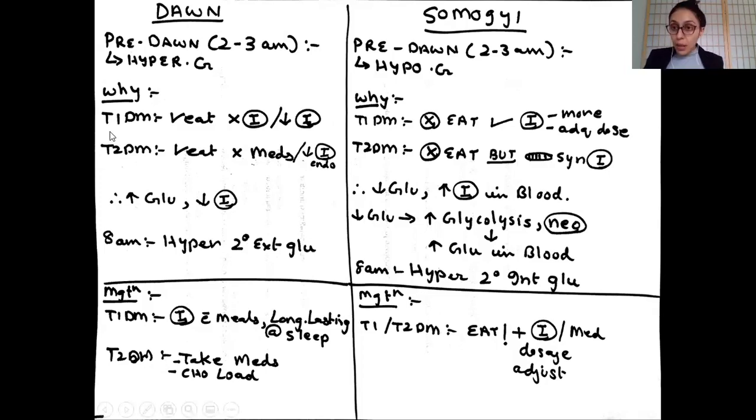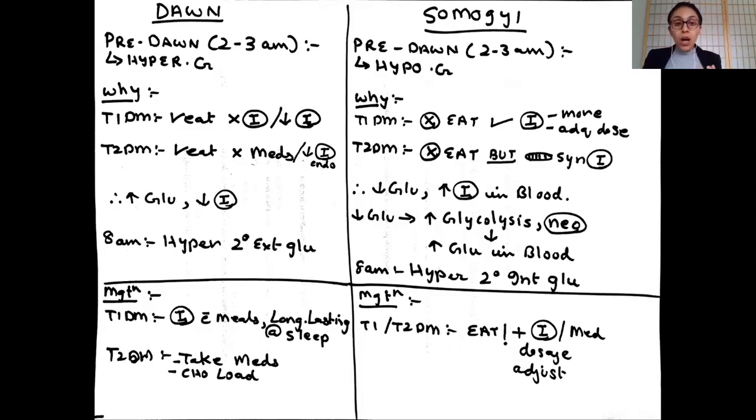All right, so what happens in dawn phenomenon? In a type 1 individual, generally, you have eaten the right types and amounts of food, but you have taken very little insulin, or else you forgot to take your insulin dose. So you have eaten food, but you don't have a sufficient amount of insulin with it. In a type 2 individual, if this is seen, then you have eaten food, but you forgot to take your medication, or else your endogenous production of insulin is very low, and the medicines you have taken are also very little.